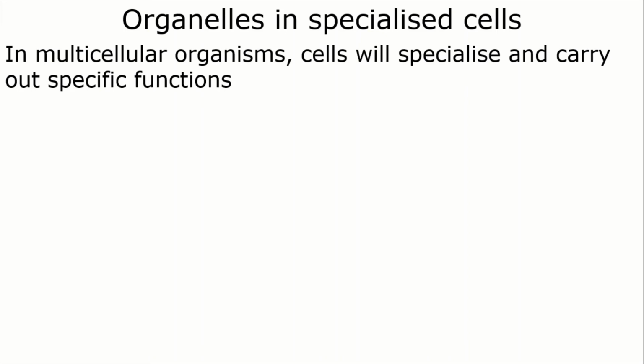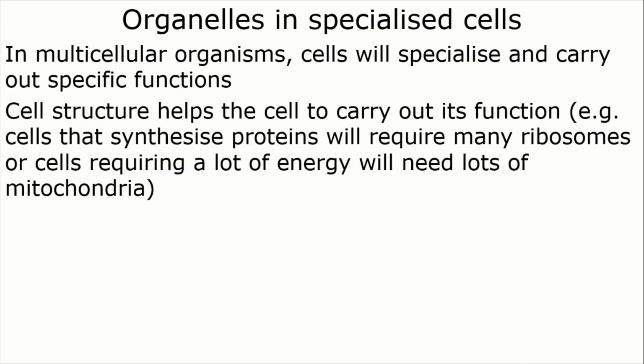So cells can specialise and contain various organelles which allow them to carry out a particular function. In multicellular organisms, cells have to specialise to carry out specific functions. Cell specialisation is what allows your brain to be very different from perhaps your stomach or your skin. And cell structure helps the cells to carry out this function. In the examples I've given here, cells that synthesize proteins will clearly need a lot of ribosomes, and cells that need lots of energy will need lots of mitochondria.